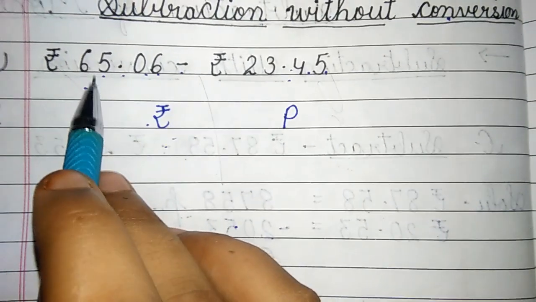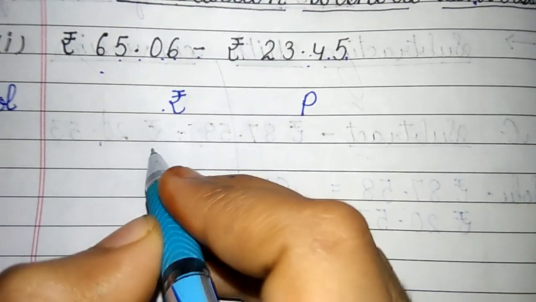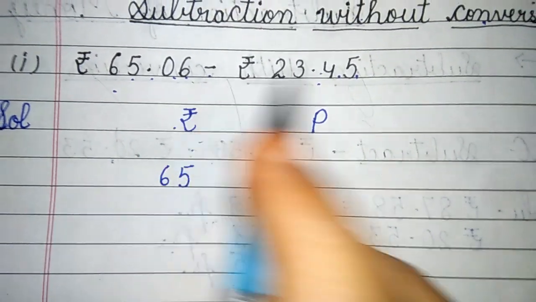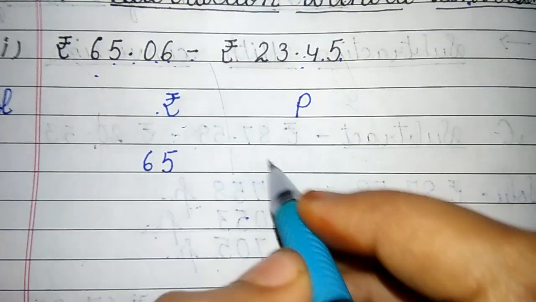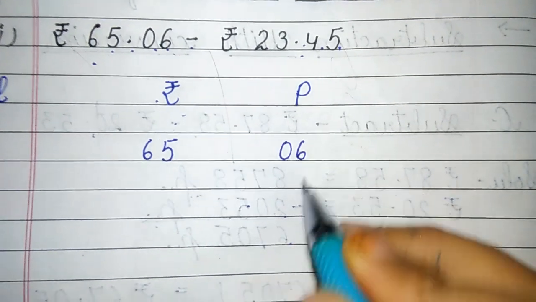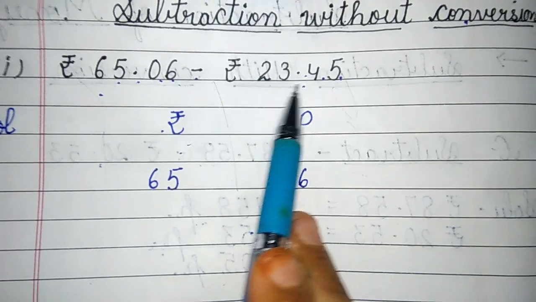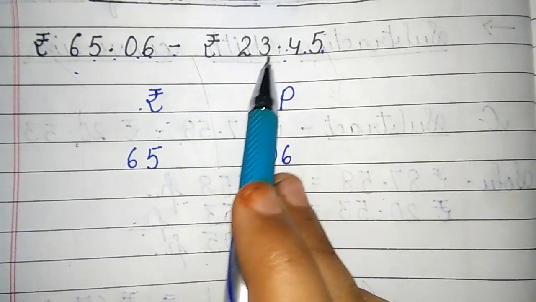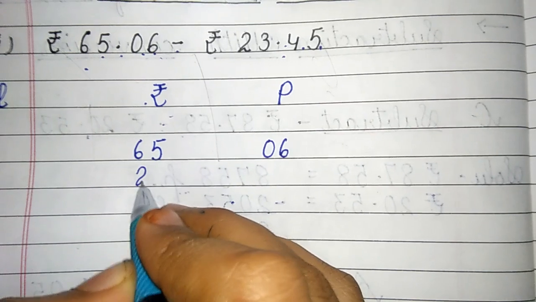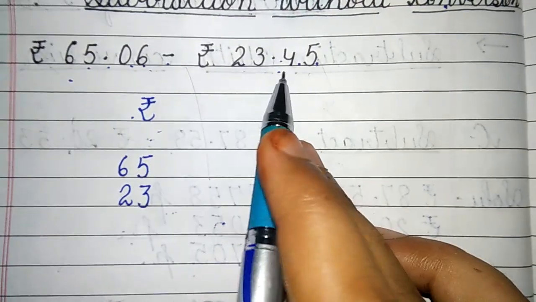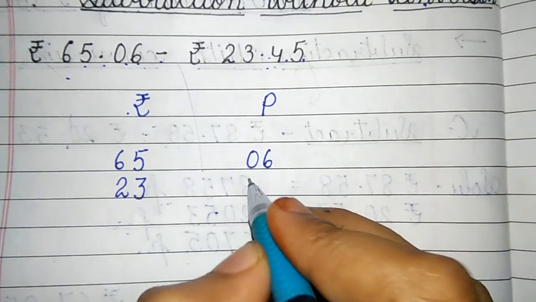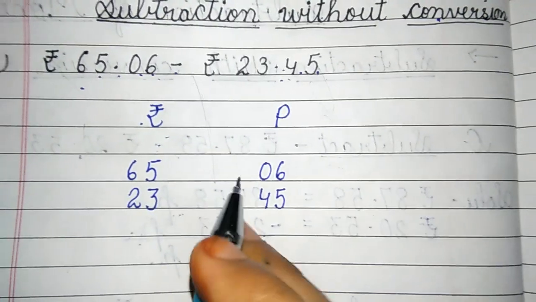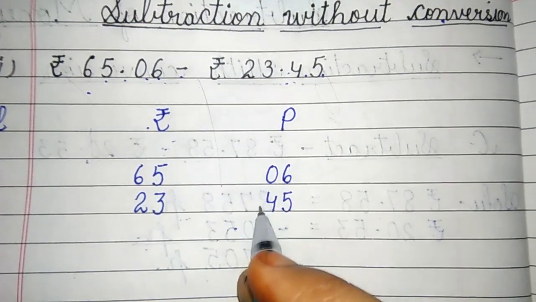So how many rupees? 65. Right here 65. How much paise? 06. Right, 06. And the second amount is 23.45. So how much rupees? 23. Write down 23. And how much paise? 45. Right here 45. Now first subtract the paise column. Okay.